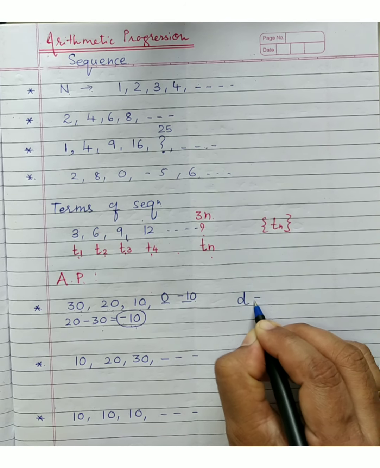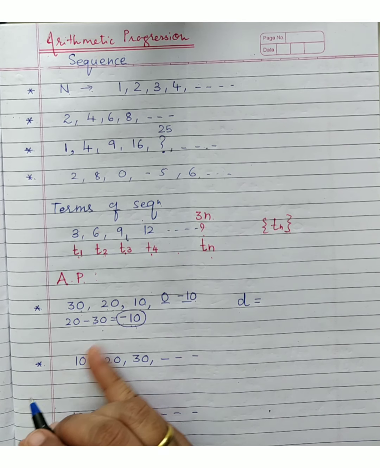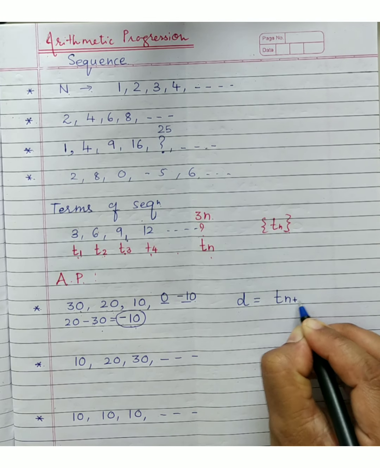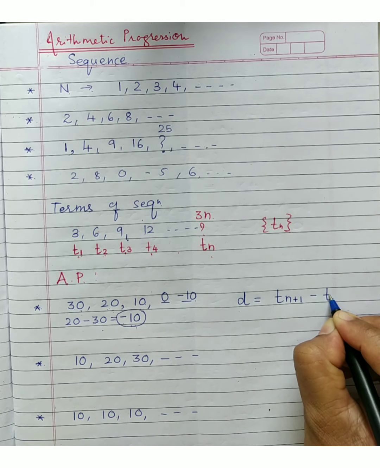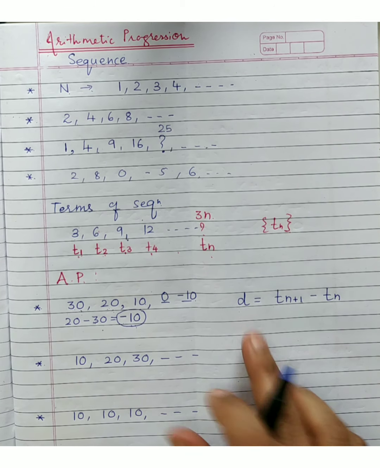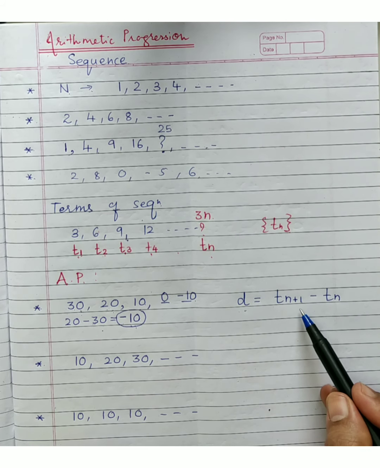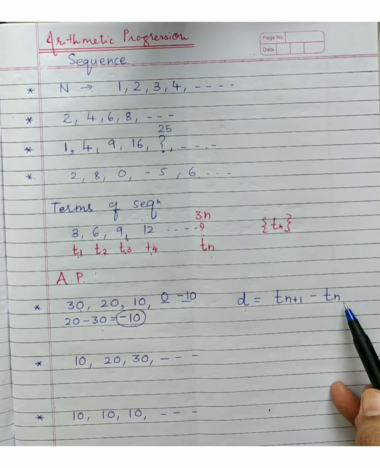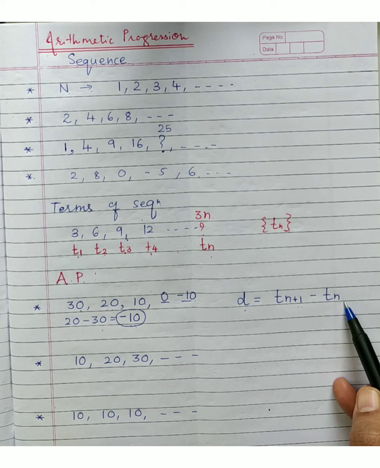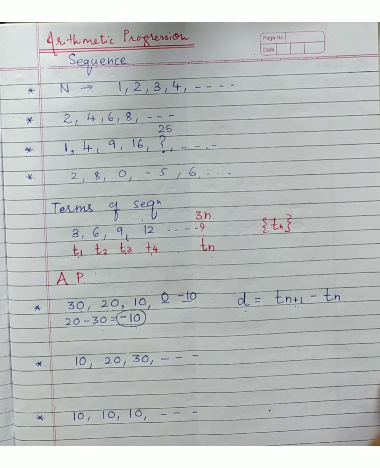And in general, how would I write? Now I am saying second minus first, third minus second. So if I talk in terms of the nth term, the T(n+1)th term minus the nth term. In an arithmetic progression, the common difference denoted by D can be obtained by Tn+1 minus Tn. If n is 1, n plus 1 will be 2, so T2 minus T1. If n is 10, n plus 1 is 11, so T11 minus T10, like that.